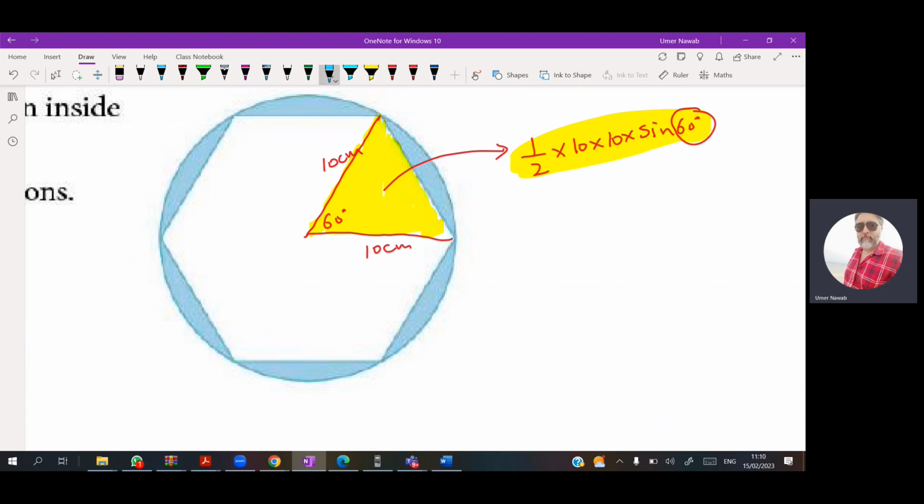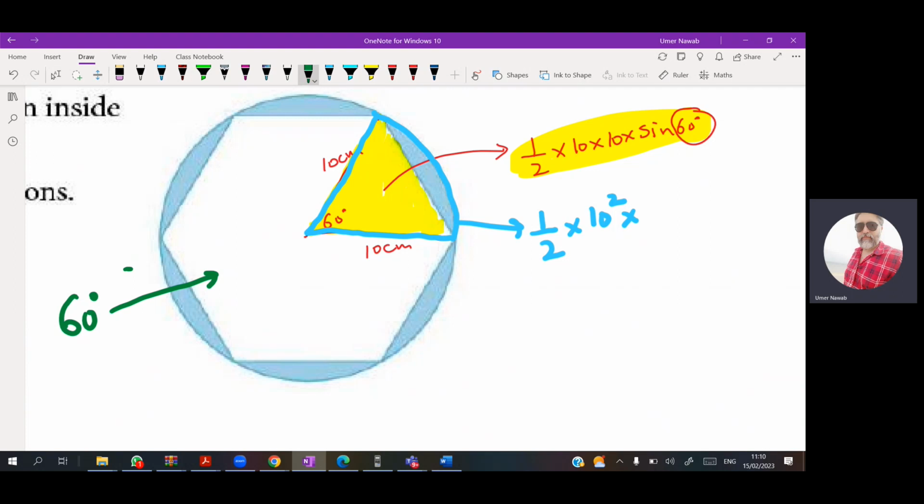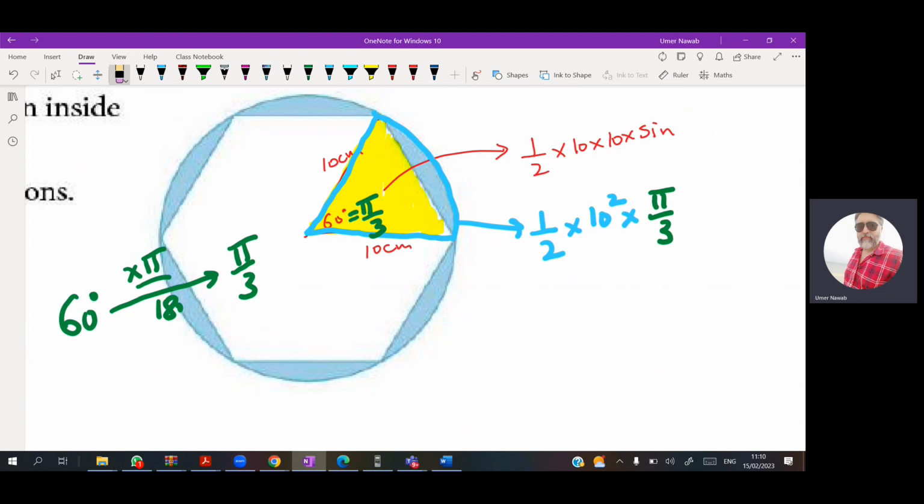Second thing is I will try to find the area of a sector. What is the formula for the area of a sector? Half r squared theta, with theta being 60 degrees. But I'm not going to use 60 degrees, because you remember 60 degrees can be converted into radians. How? Times pi over 180 will give me pi over 3. So rather than writing 60 degrees, I'm going to use pi over 3. So here, half r squared theta, which is pi over 3.